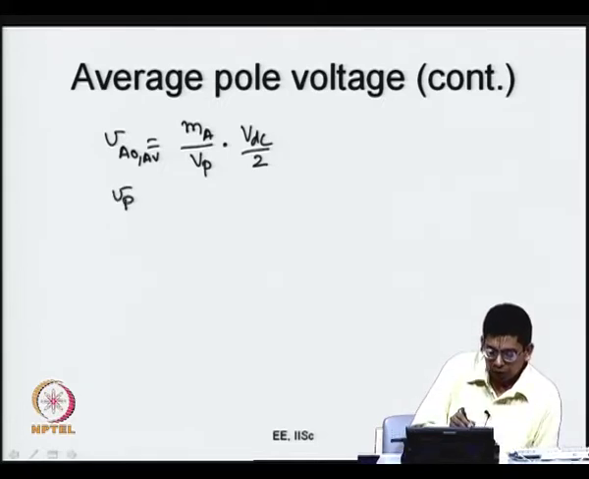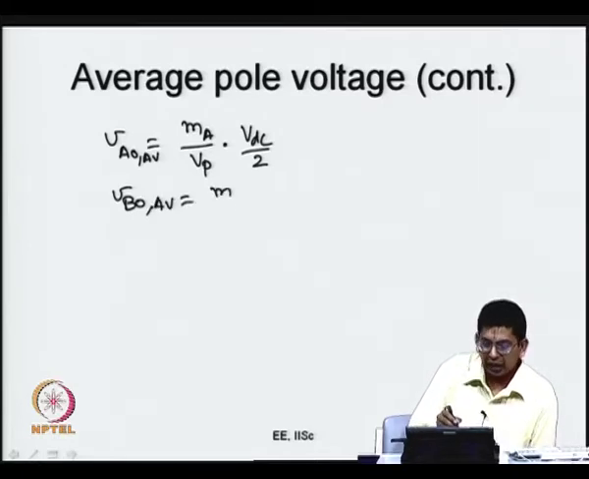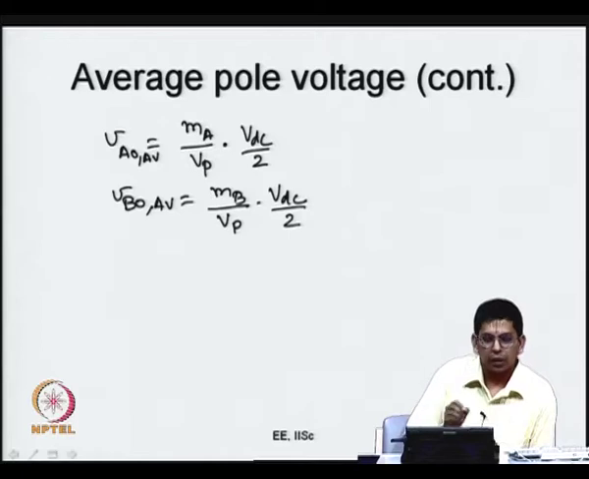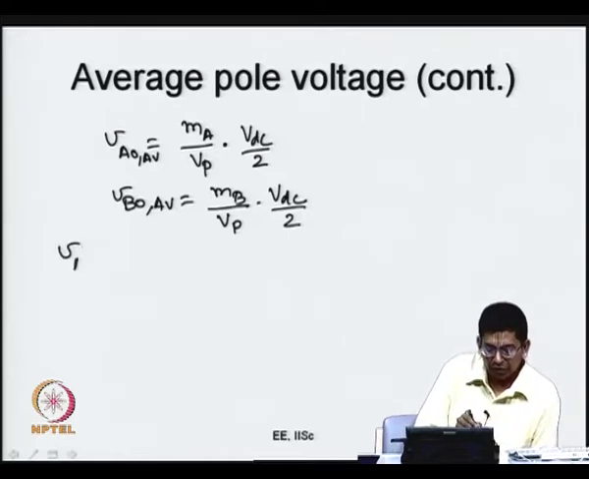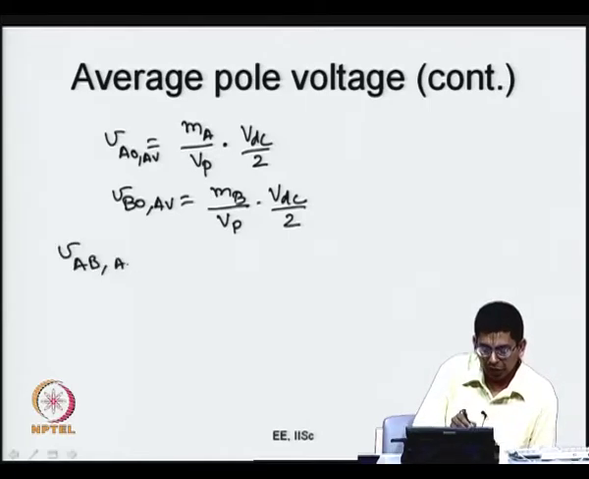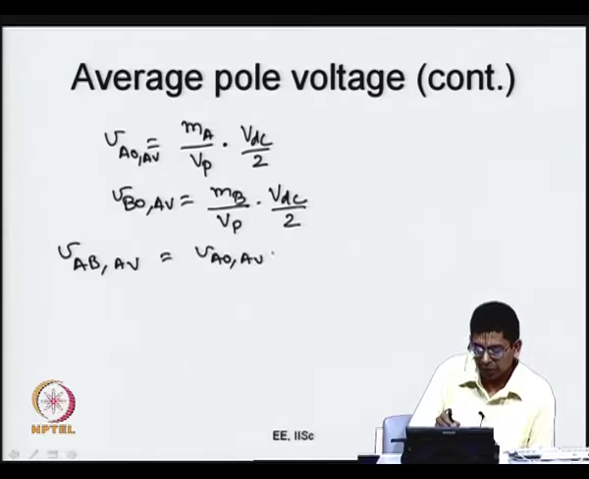Now, what is VBO average? VBO average is similarly, instead of the A leg, for the B leg we have another sine wave, divided by Vp times VDC by 2. And what is your VAB average that is applied on the load? What is applied as VAB average is actually VAO average minus VBO average.